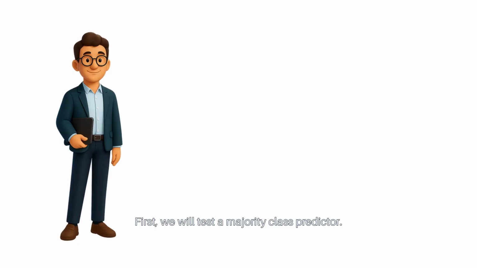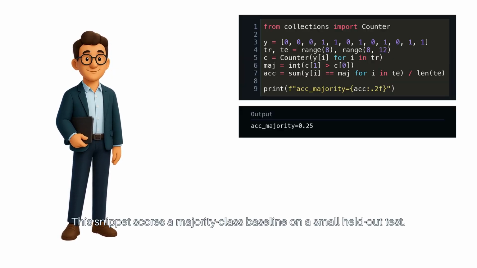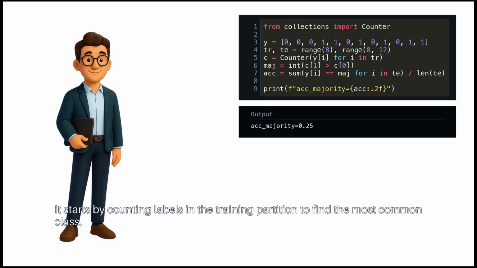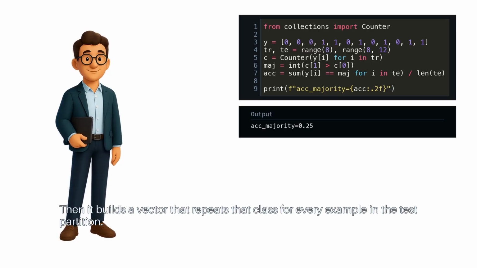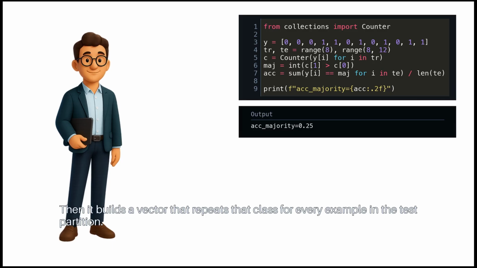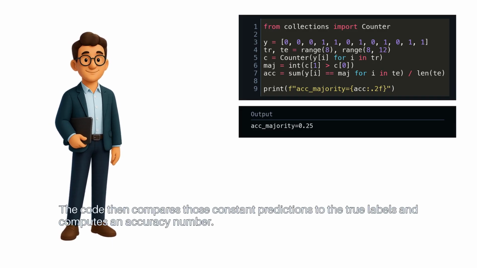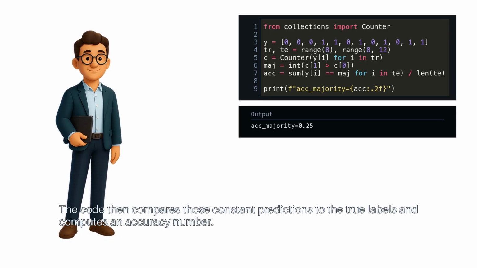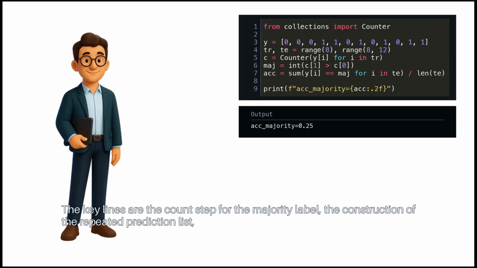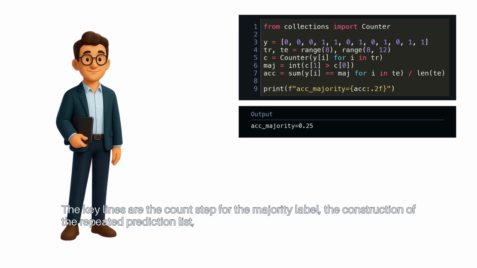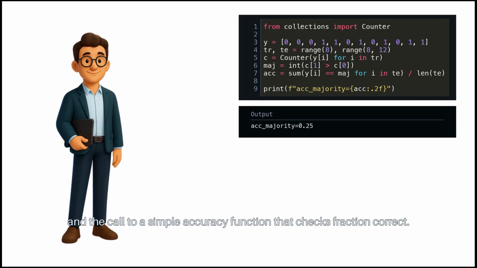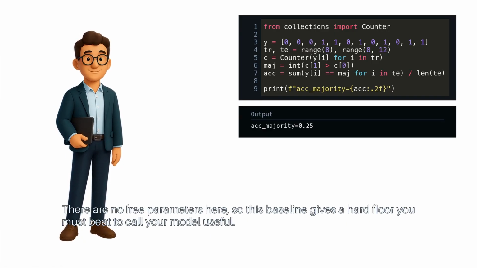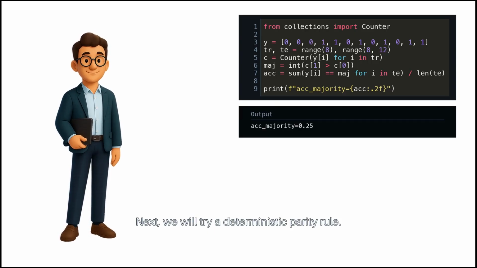First, we will test a majority class predictor. This snippet scores a majority class baseline on a small held-out test. It starts by counting labels in the training partition to find the most common class. Then it builds a vector that repeats that class for every example in the test partition. The code then compares those constant predictions to the true labels and computes an accuracy number. The key lines are the count step for the majority label, the construction of the repeated prediction list, and the call to a simple accuracy function that checks fraction correct. There are no free parameters here, so this baseline gives a hard floor you must beat to call your model useful.